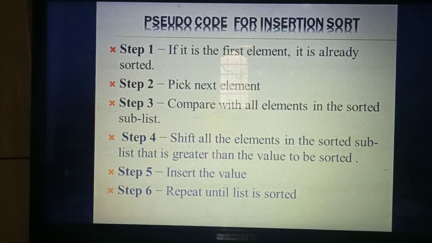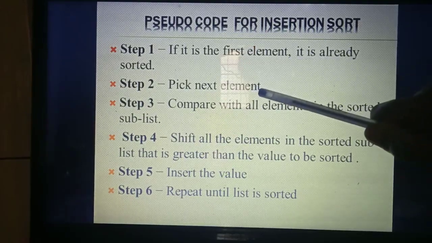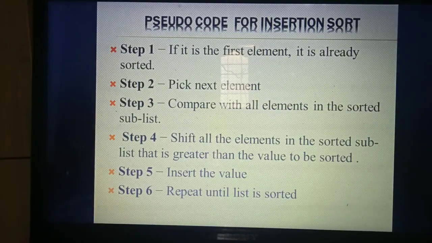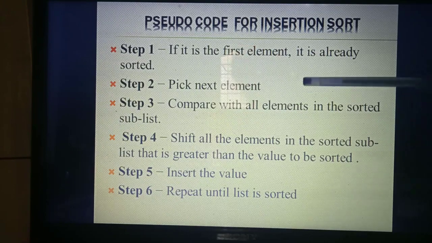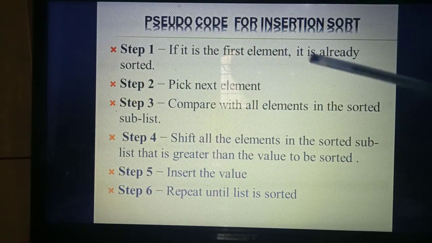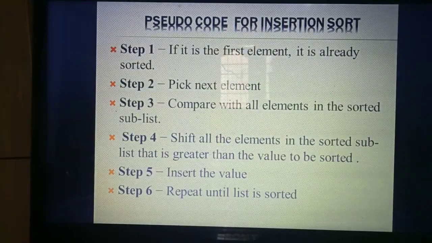Then step 3. If you are picking the next element, that means the second element, compare the second element with all elements in the sorted sublist. For example, till this place you have sorted 2. You need to compare that element with the sorted sublist. Understand? I'll explain that with an example, then only you will understand. So what's the second step? The first element needs no sorting, then you pick the second element. Then what's step 3? Compare with all elements in the sorted sublist.